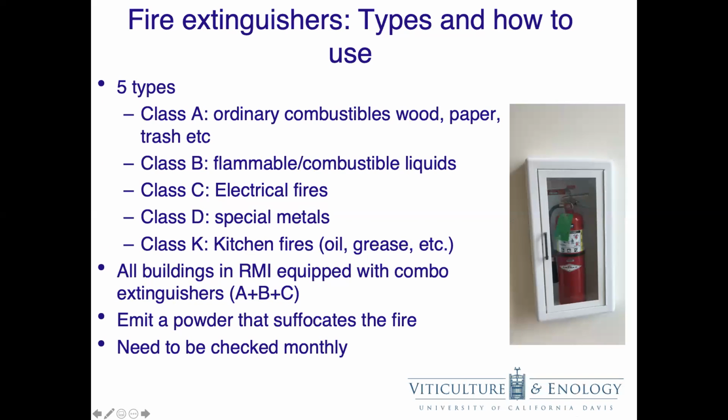Now we'll discuss fire extinguishers. There are 5 different types of fire extinguishers. Class A, which is for ordinary combustibles such as wood, paper, or trash. Class B, which is for flammable or combustible liquids. Class C, which is for electrical fires. Class D, which is for special metals. And Class K, which are for kitchen fires. All buildings in the RMI complex are equipped with combination extinguishers that are a combination of A, B, and C. They emit a powder that suffocates the fire and need to be checked monthly for proper use.